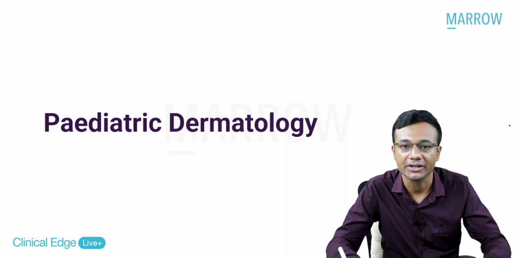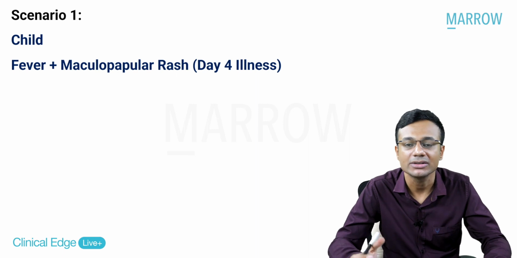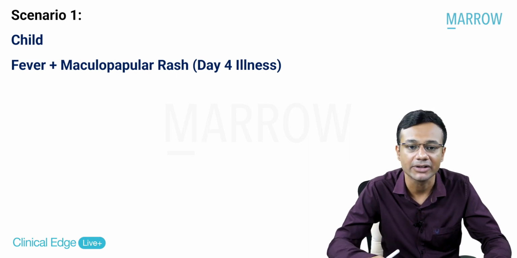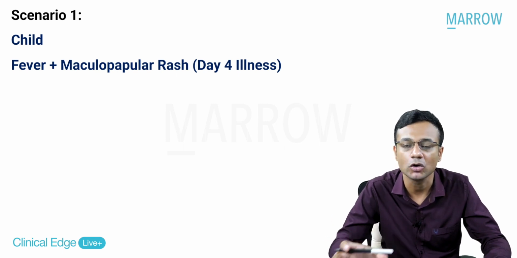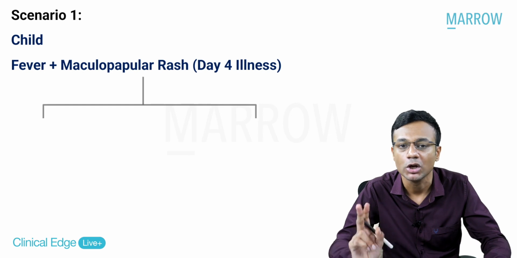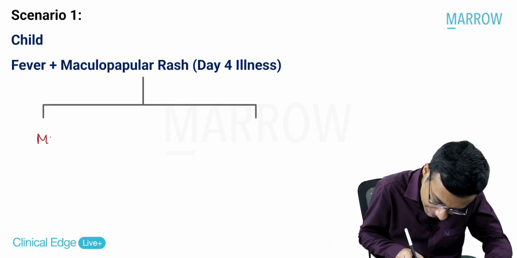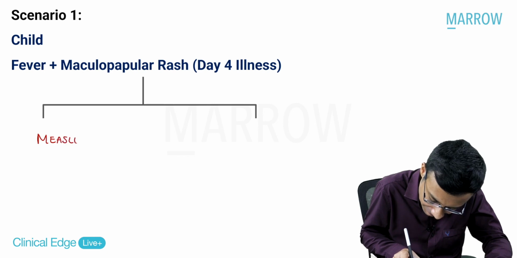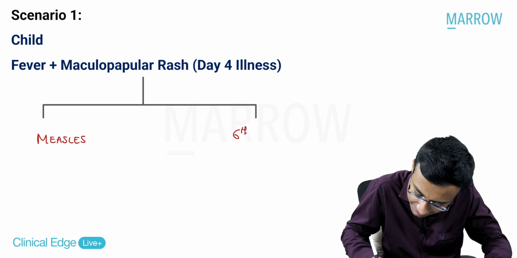Next is pediatric dermatology. In pediatric dermatology, let us take up case scenario number 1. So there is a child presenting with fever and maculopapular rash on day 4 of the illness. So child, fever, maculopapular rash, day 4 of the illness. Two important differential diagnoses to consider. Number 1 is measles. Number 2, sixth disease.